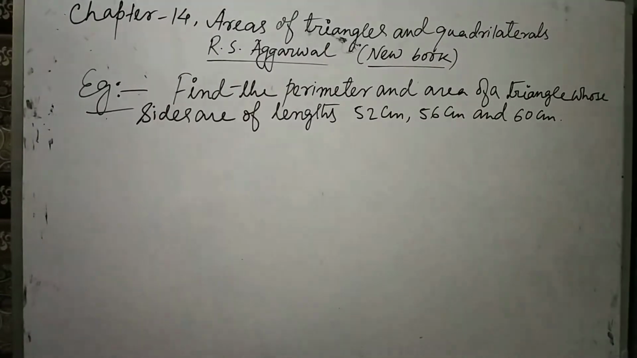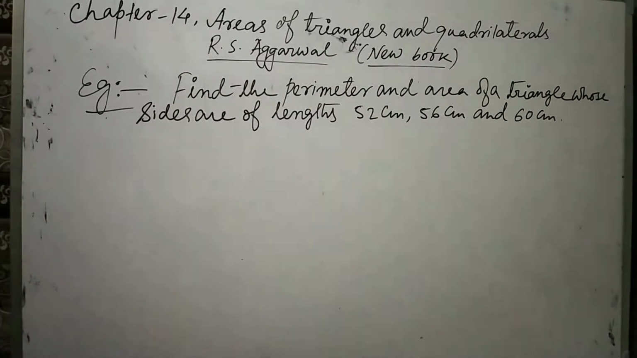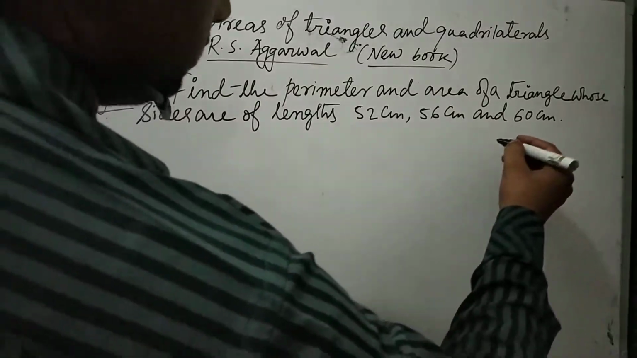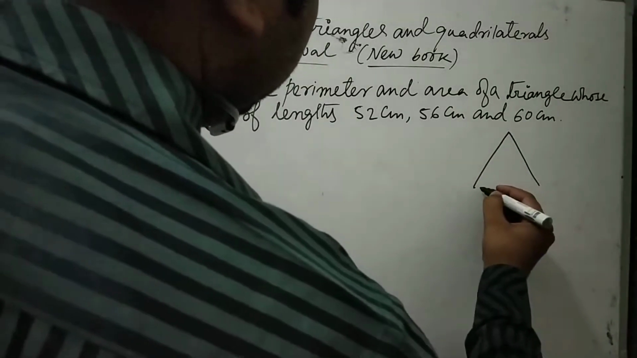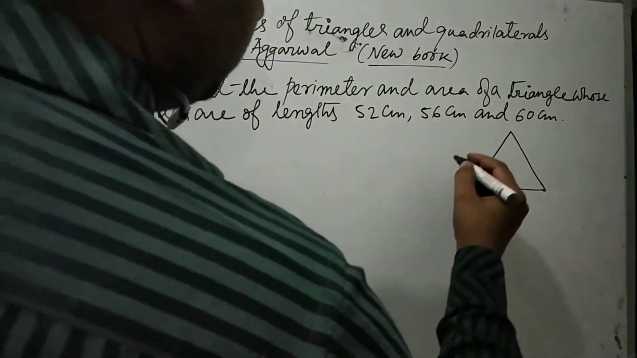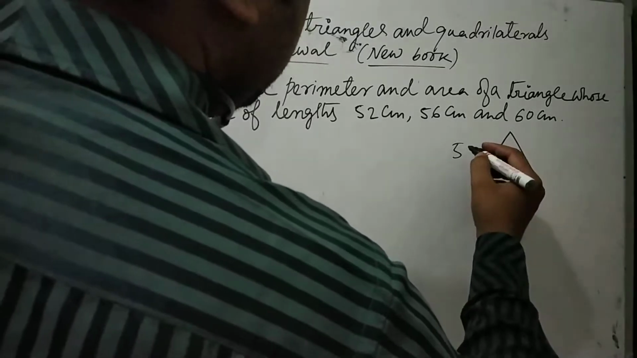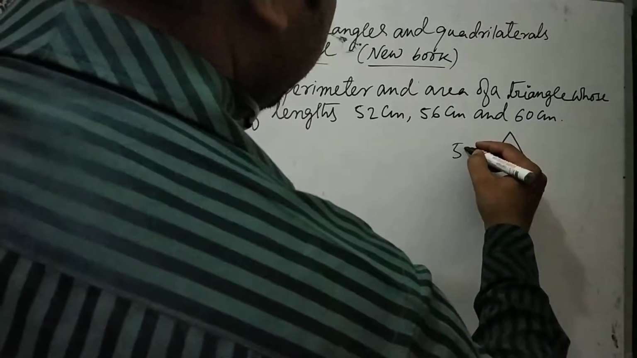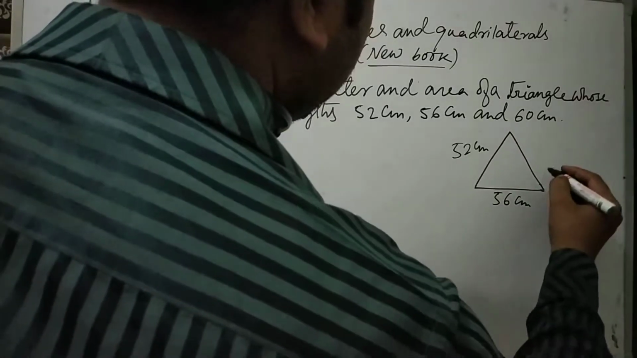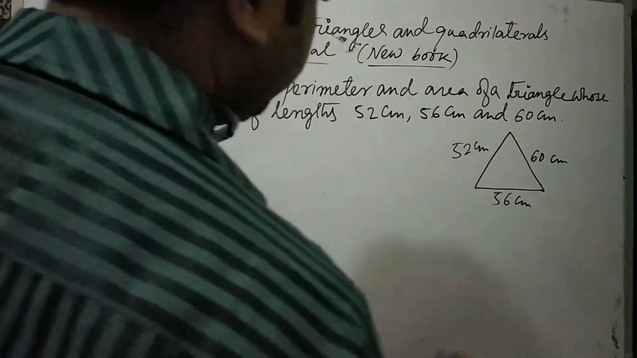We have taken an example. Find the perimeter and area of a triangle whose sides are of length 52 centimeter, 56 centimeter and 60 centimeter. Let us draw a rough sketch, not to scale. It is not possible to construct such a triangle on the board. 52 centimeter, 56 centimeter and 60 centimeter.